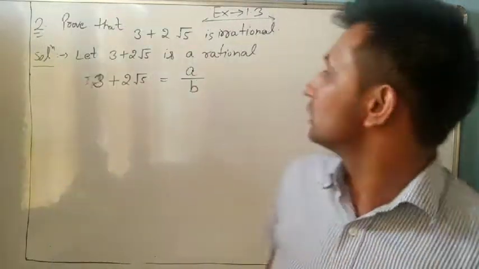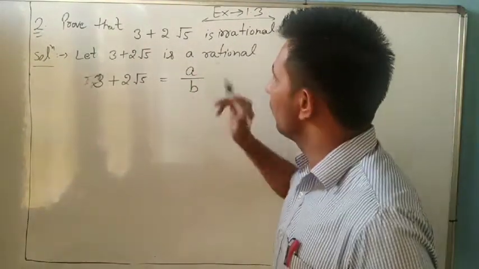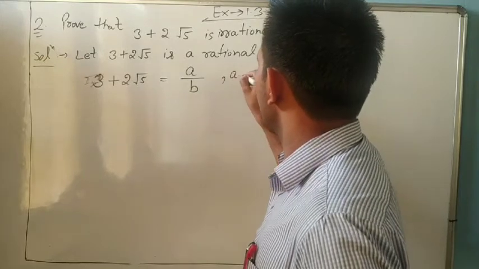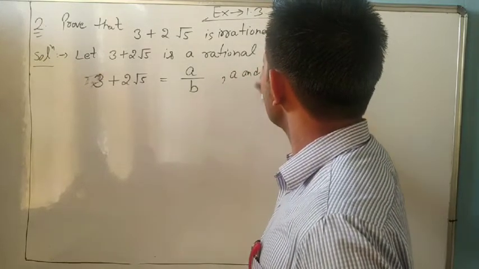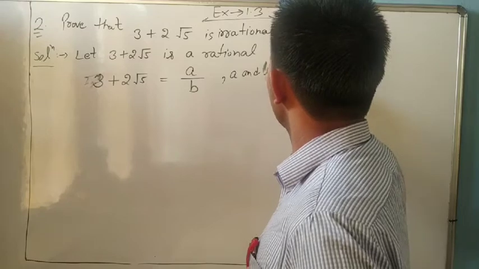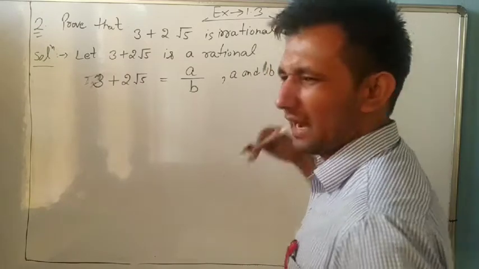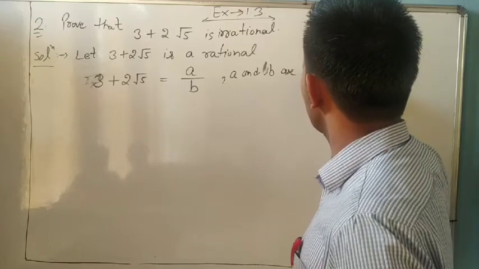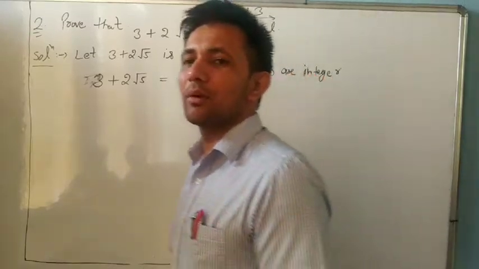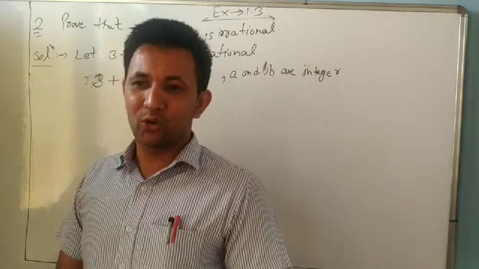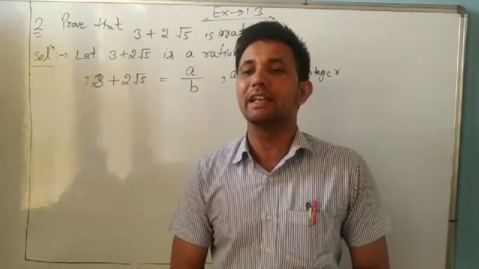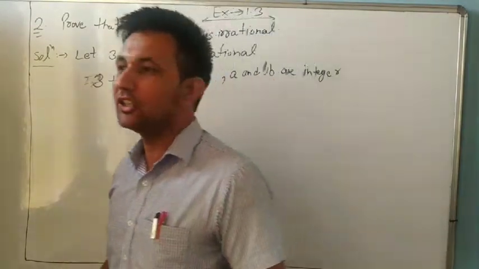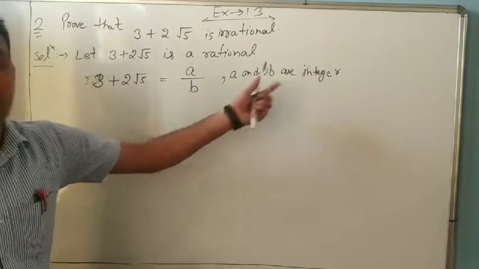Yes, because it is in P by Q form, given that A and B are co-prime, or you can write any integer. A rational number is a number which can be written in P by Q form, where P and Q are integers, but Q is not equal to 0. So it's the same as this. So what are A and B here?